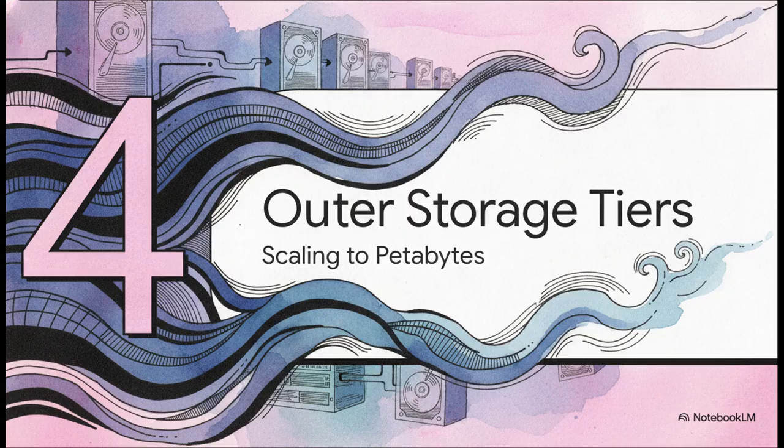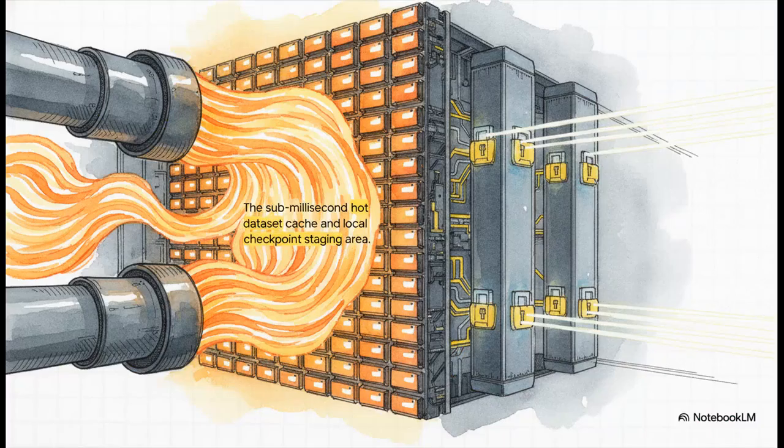Section 4. The Outer Storage Tiers, Scaling to Petabytes. Continuing our journey outward, we leave the compute boundary entirely and hit the outer storage tiers, starting with Tier 2. This tier utilizes compute-local NVMe SSDs. Basically, this acts as a massive, high-bandwidth flash cache right inside the server chassis itself. It's absolutely vital as a staging area for rapid model checkpointing.